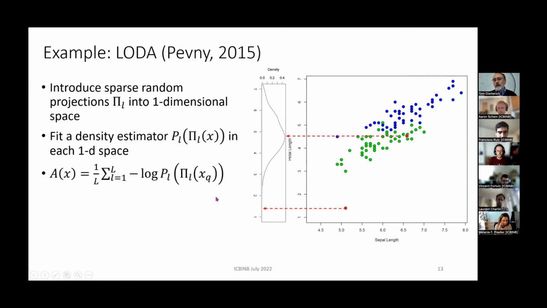And again, any one low dimensional projection is bad, but if you build 100 or 1,000 of them and use the average of the surprisals, this is a pretty good anomaly score.